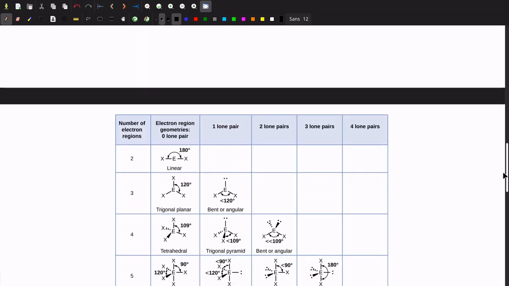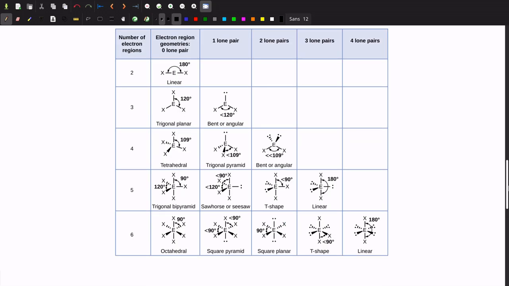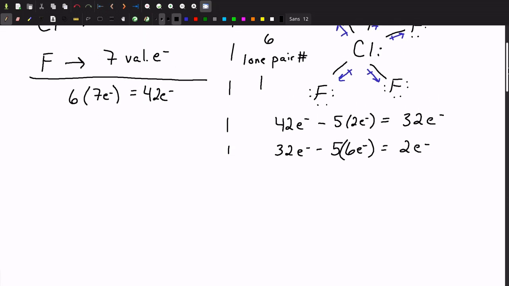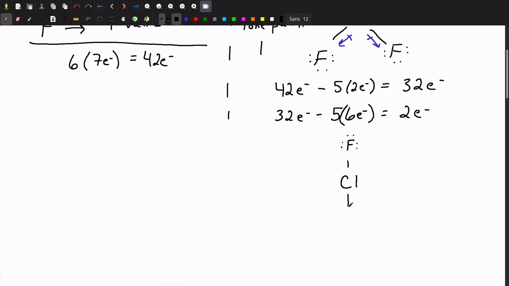We come down here, we go to the steric number of 6 and the lone pair number of 1. We see we get a square pyramid. So the electron geometry is going to be octahedral, the molecular geometry is going to be square pyramid. We need to interpret that image for our case here. So what they're telling us is that we're going to have chlorine. There's going to be a fluorine pointing straight up. There's going to be a lone pair pointing straight down.